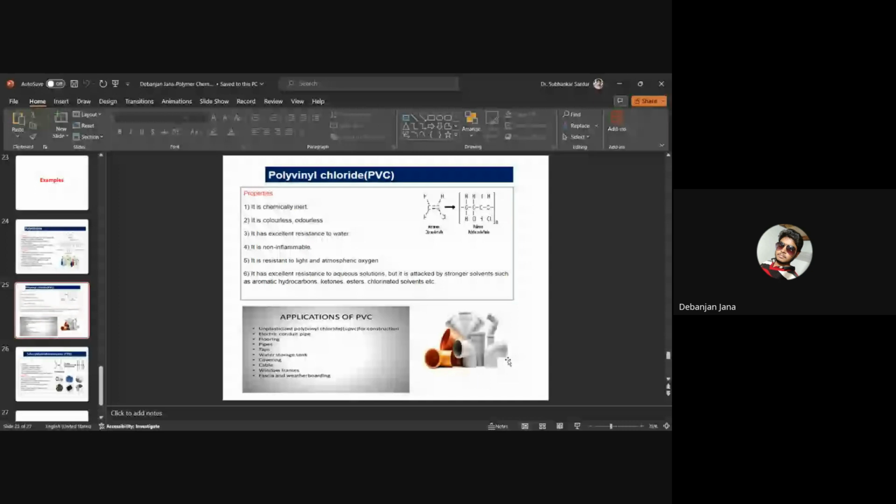Applications of PVC: it is used in electric conduit pipes, unplasticized polyvinyl chloride for construction, flooring, pipes, water storage tanks, covering, cables, window frames, and fascia and weather boarding.